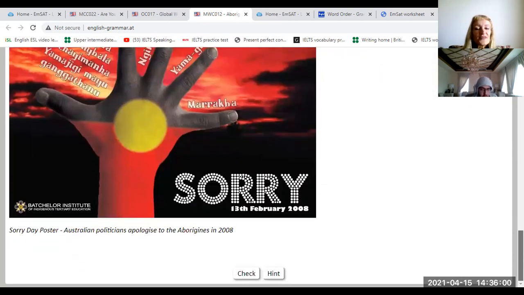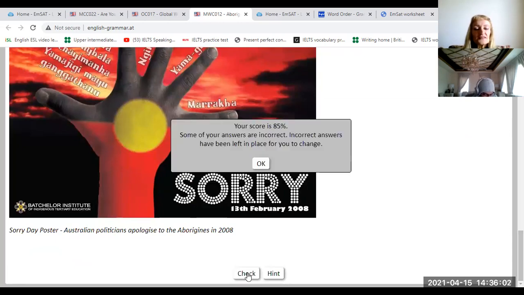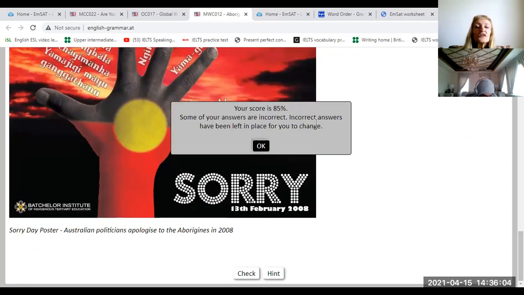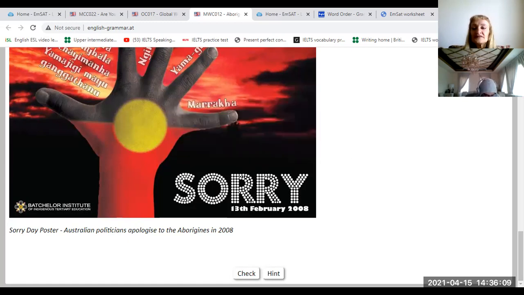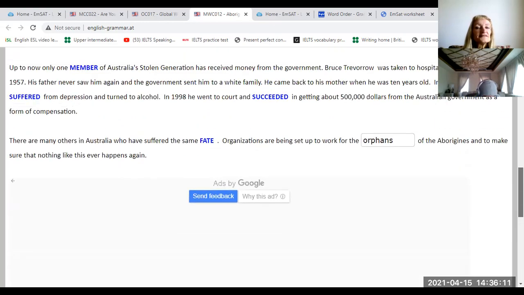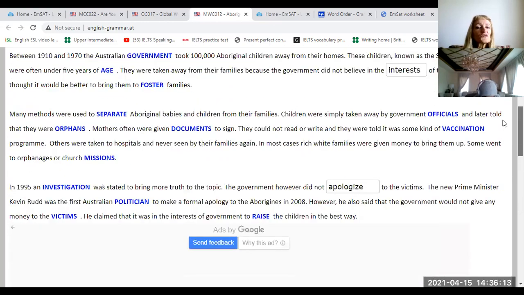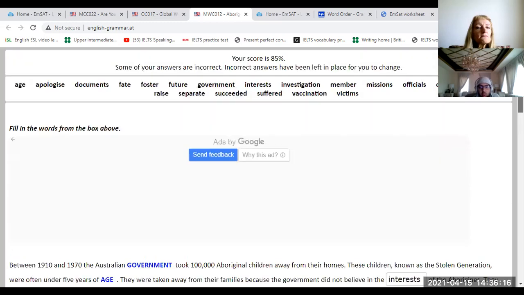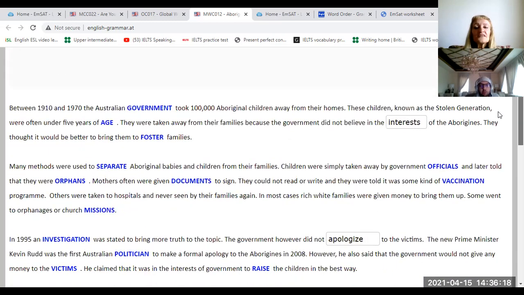Let's go and check. We've got 85%, it says. Let's go and have a look. Doesn't tell us which ones were wrong, but I think the blue ones are correct because we got a lot correct. So the ones that aren't in blue. Yeah, so it wasn't apologising, it wasn't interesting. I wonder if we get the chance to do them again. Perhaps we do. Yeah, let's take them out then.